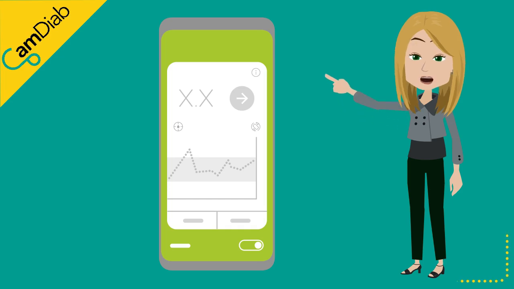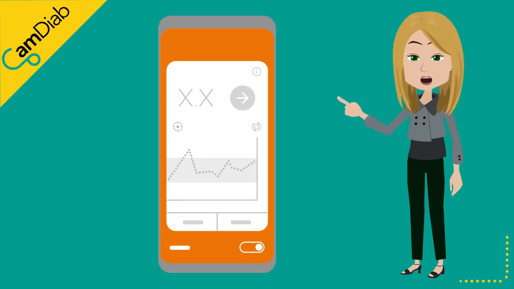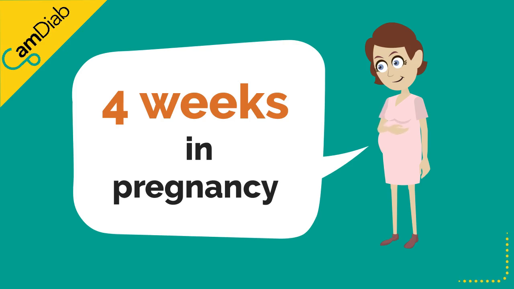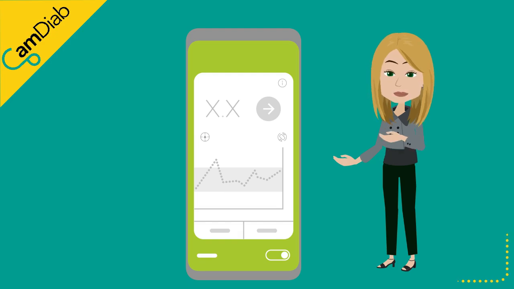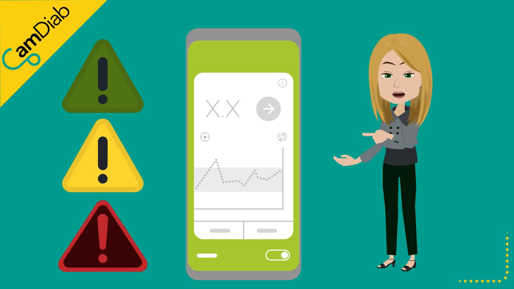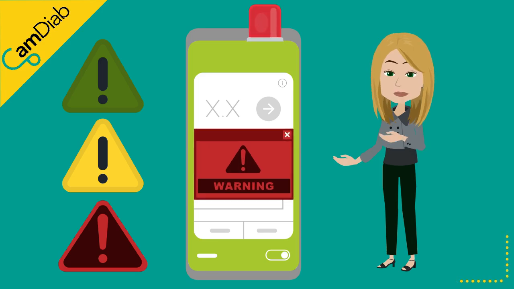When CamAPS FX is not working, such as when the sensor is warming up, the app screen will go orange and the pump will resume delivering the pre-programmed basal rate. We recommend that the pump basal settings are updated about every 4 weeks on the pump as your insulin needs increase throughout your pregnancy. You may also like to think about what alerts you set in the app to help you respond to highs and lows at the different stages of your pregnancy. Please speak with your diabetes team about what alerts are right for you.